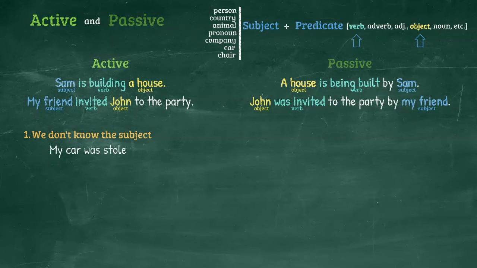My car was stolen. Or if somebody asks you about the history of paper, you would say paper was invented in China. You would need to use the passive voice because you don't know who invented it, but you know that it has been invented.